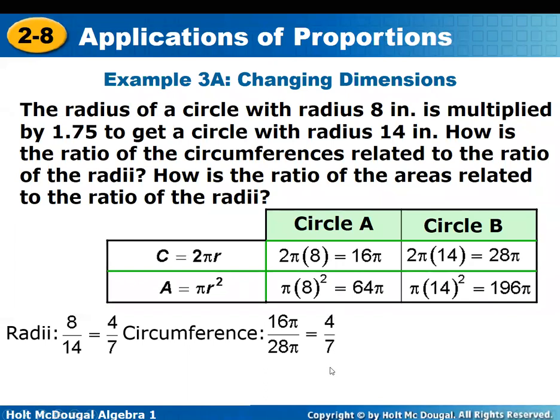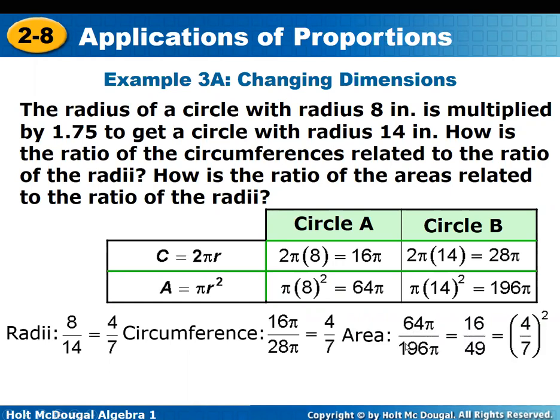What do you note? Is there anyone who can note something? They are the same. Yes, they are the same ratio. So the ratio between the two corresponding radii of the two circles is the same as the ratio between the two circumferences.